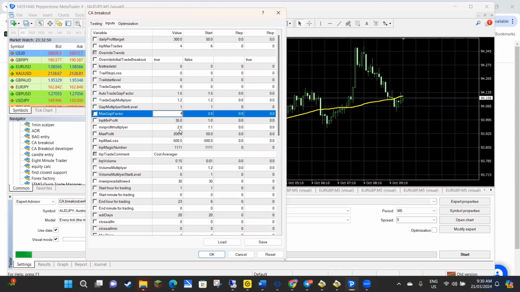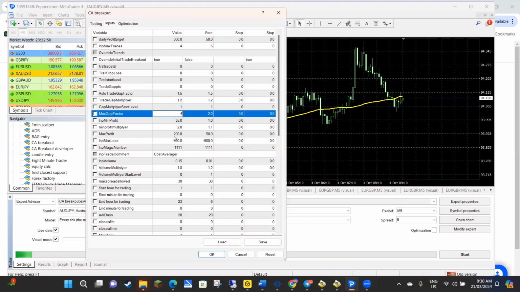Minimum profit multiplier. With this set at 2, if you've just got one trade open, it's aiming for $35 profit. If a second trade opens, because we've got the multiplier set at 2, it's going to be aiming for a combined profit of $70.